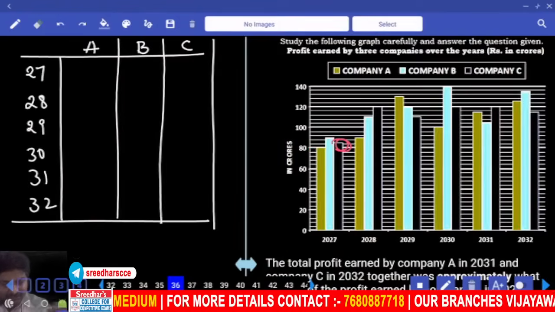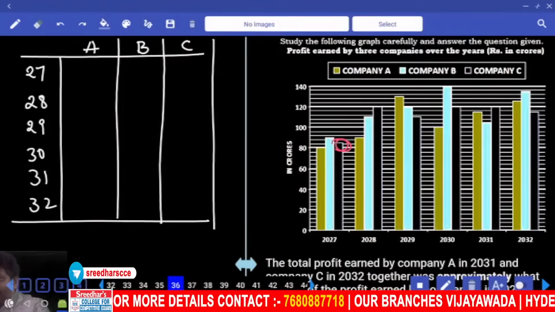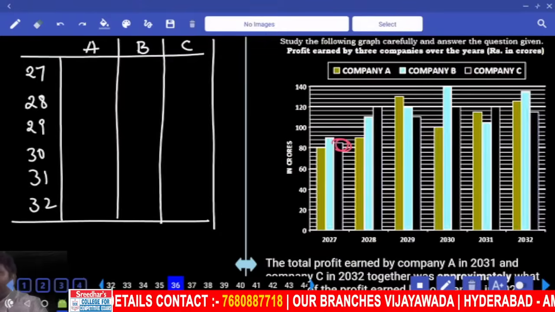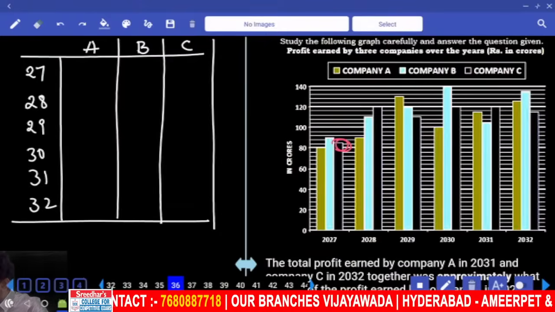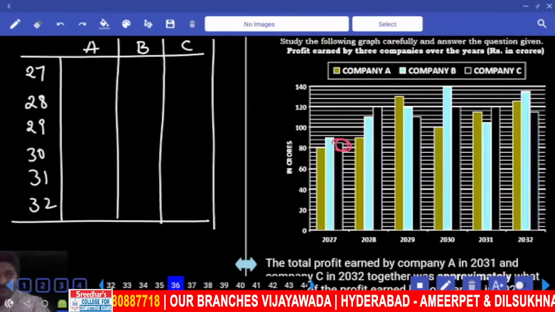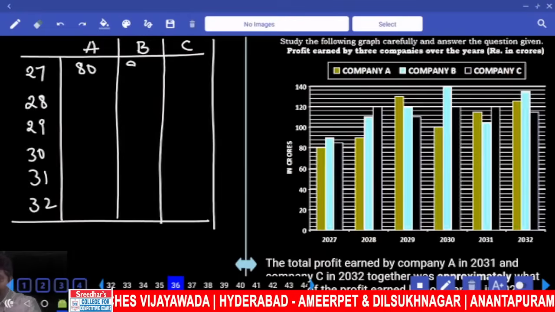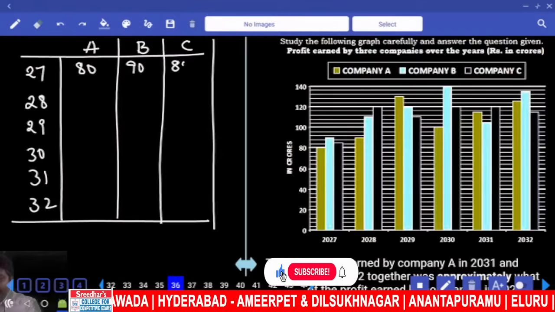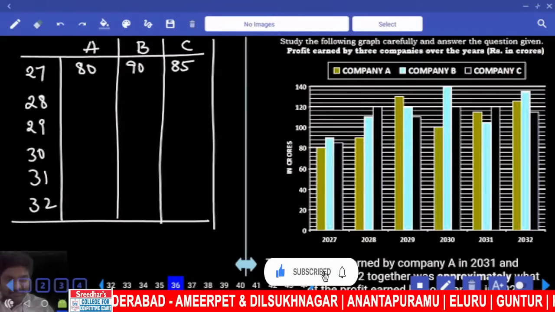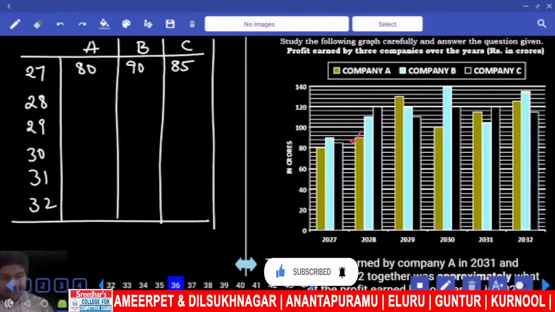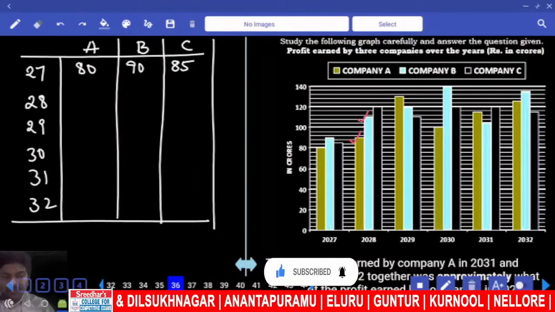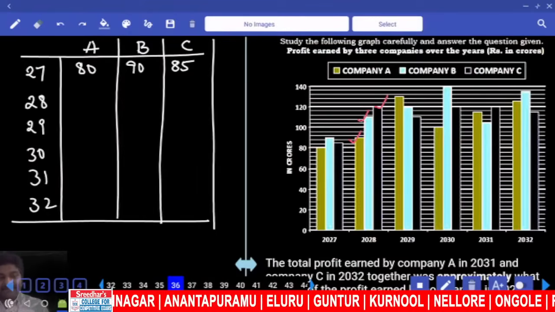Observe this one, company C. Is it exactly at 84 or a little bit more than 84? So it should be 85. So 80, 90, 85. First fill the table, then we can solve questions. Next, 90, 110, 120.